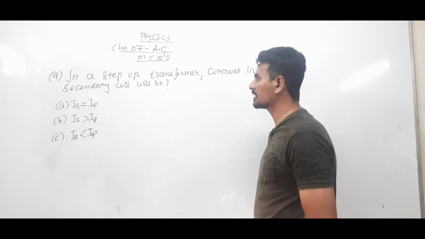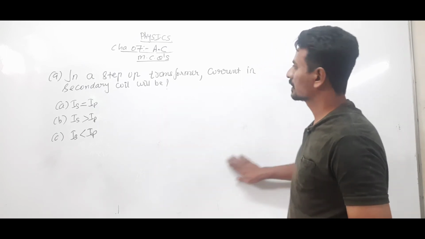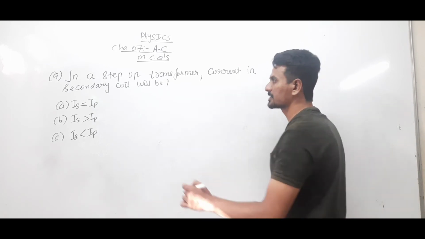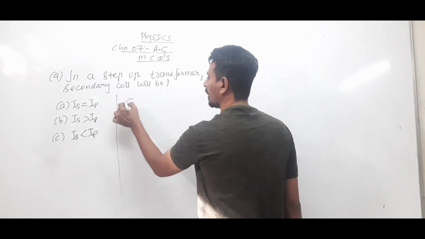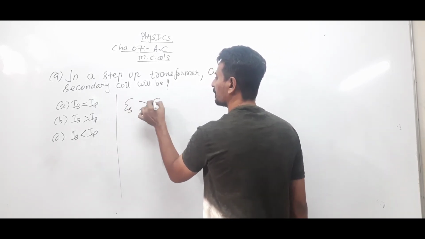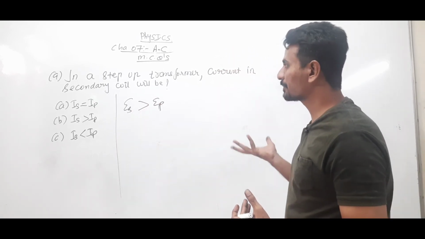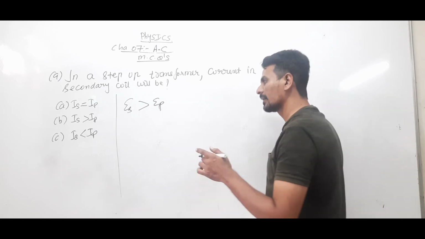Ninth one. In a step-up transformer, current in the secondary coil will be, okay. So for a step-up transformer, the output voltage or the secondary voltage will be greater than the primary voltage. That is why it is known as step-up. It will step up the voltage. It will increase the voltage.